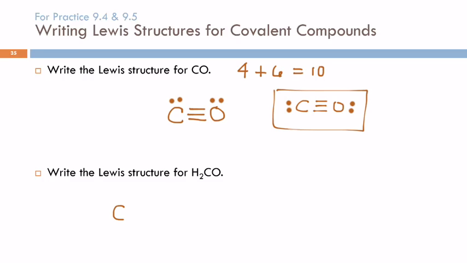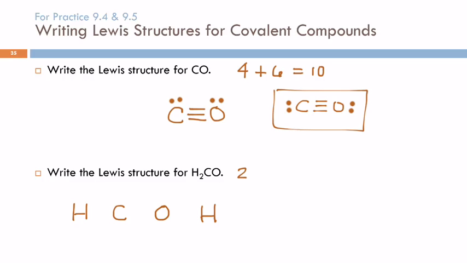Well, the carbon and the oxygen are going to be next to each other. Then we have to figure out where to put the hydrogens. Maybe we could put one on the carbon and one on the oxygen. That could happen, so we'll try that. And then we have to count up electrons.